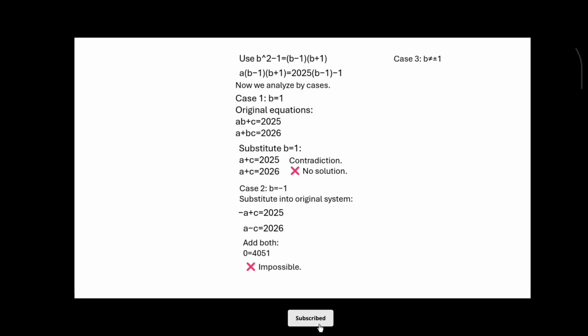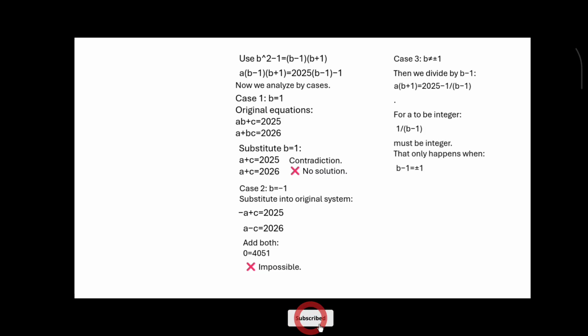Now consider the case where b is not equal to plus or minus 1. Then we divide by b minus 1. So we get a times (b plus 1) equals 2025 minus 1 divided by (b minus 1). Then we can solve for a. For a to be an integer, 1 divided by (b minus 1) must be an integer. This only happens when b minus 1 equals plus or minus 1. So b equals 0 or b equals 2.